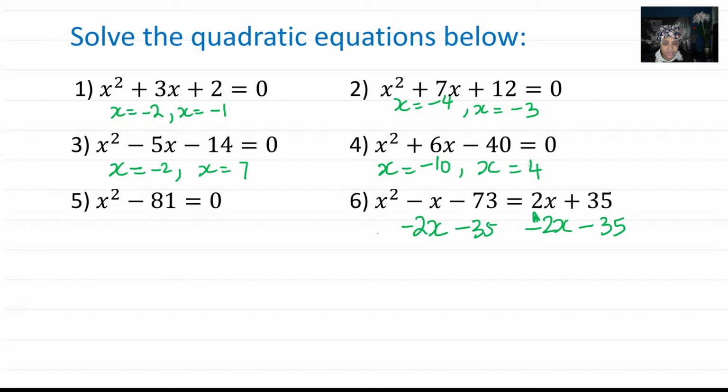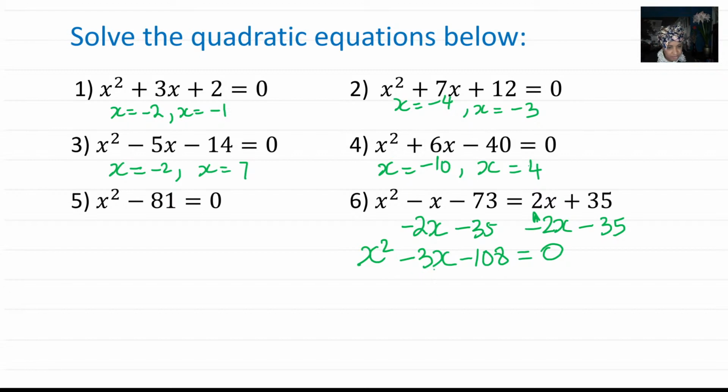All right. So we're going to rearrange this. So now we have x squared minus x and minus 2x. That will give you minus 3x. So we'll have minus 3x here. Minus 73 and minus 35, this will be minus 108, equal to, if you subtract these, you will get 0 on this side, okay?